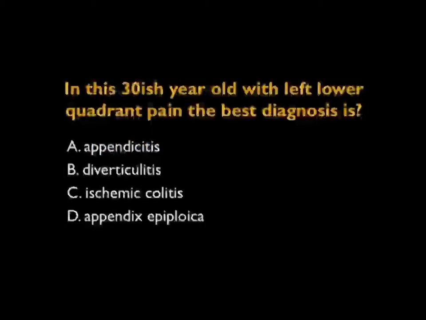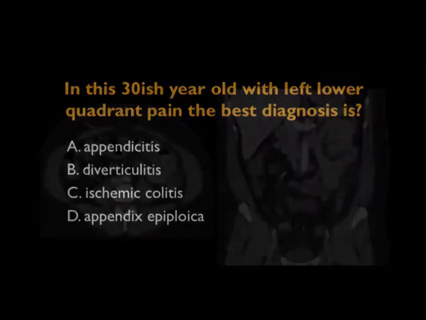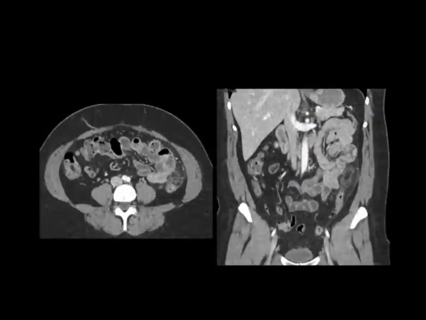In this 30-ish-year-old with left lower quadrant pain, what is the best diagnosis? I give you 4 choices, and when you look at the images, you can see in the left lower quadrant, we're just above the level of the iliac crest. There's an inflammatory process that's involving the descending colon. When you look really carefully at it in the coronal view, it's particularly nice. It looks like a fist, right?